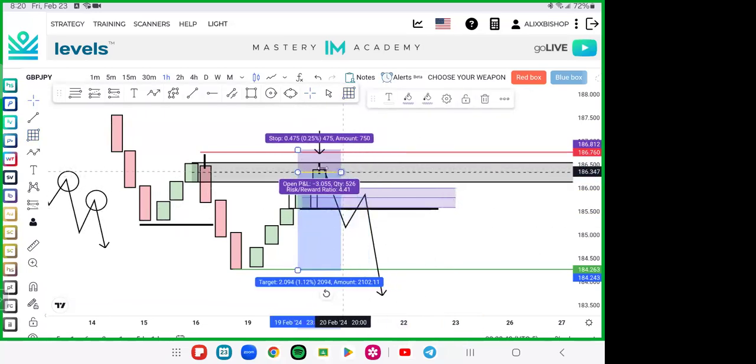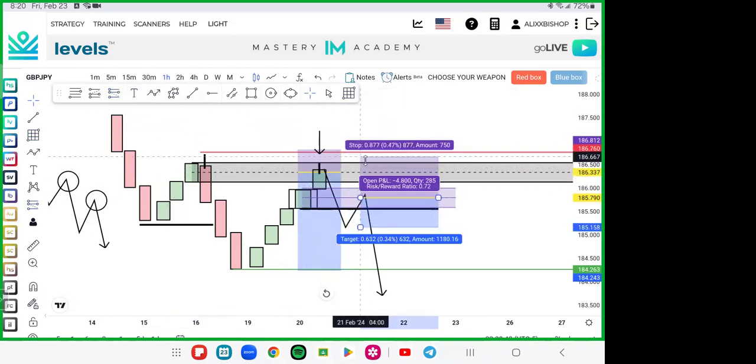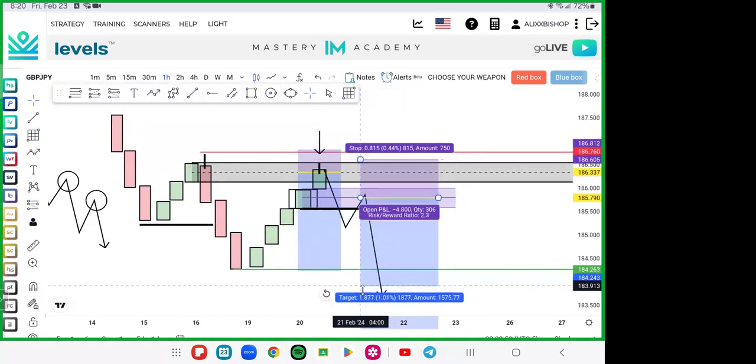So maybe you don't enter at the top, and that's fine. But now this is your setup right here. Your stop loss is above the high, and we still want to keep it minimum 1 to 3.